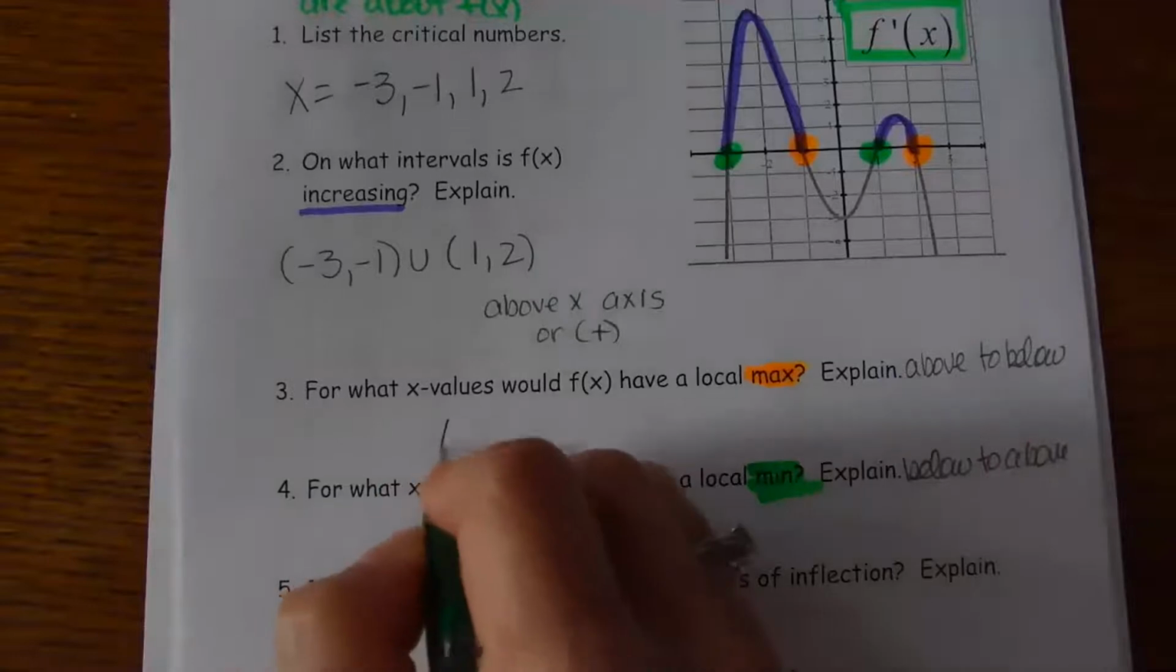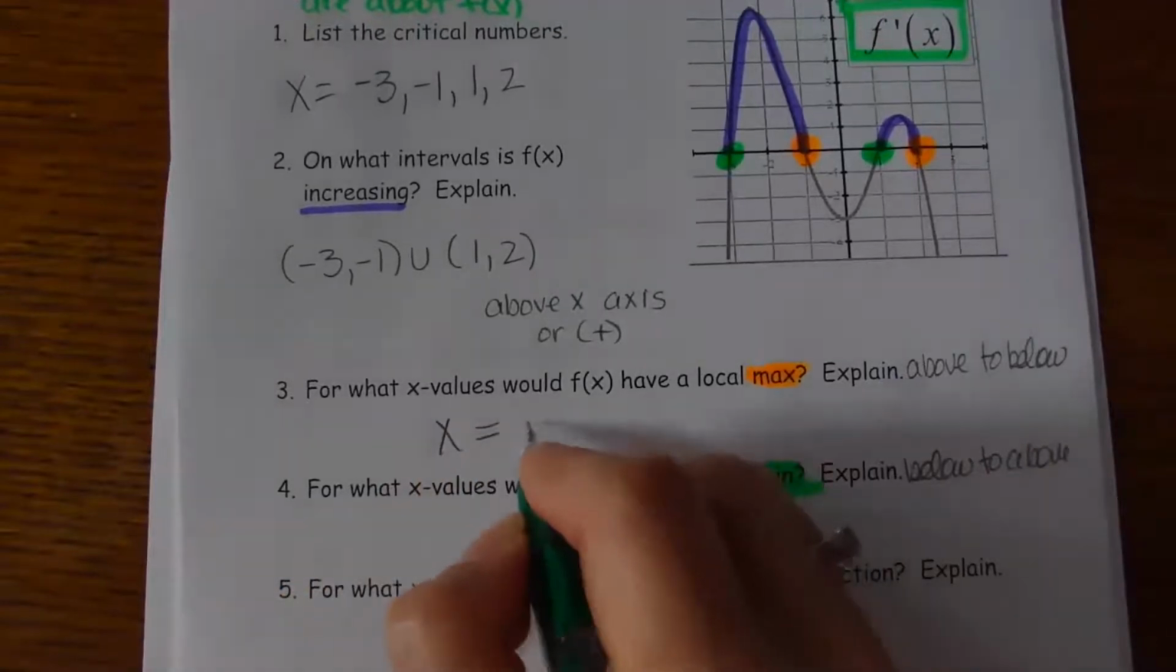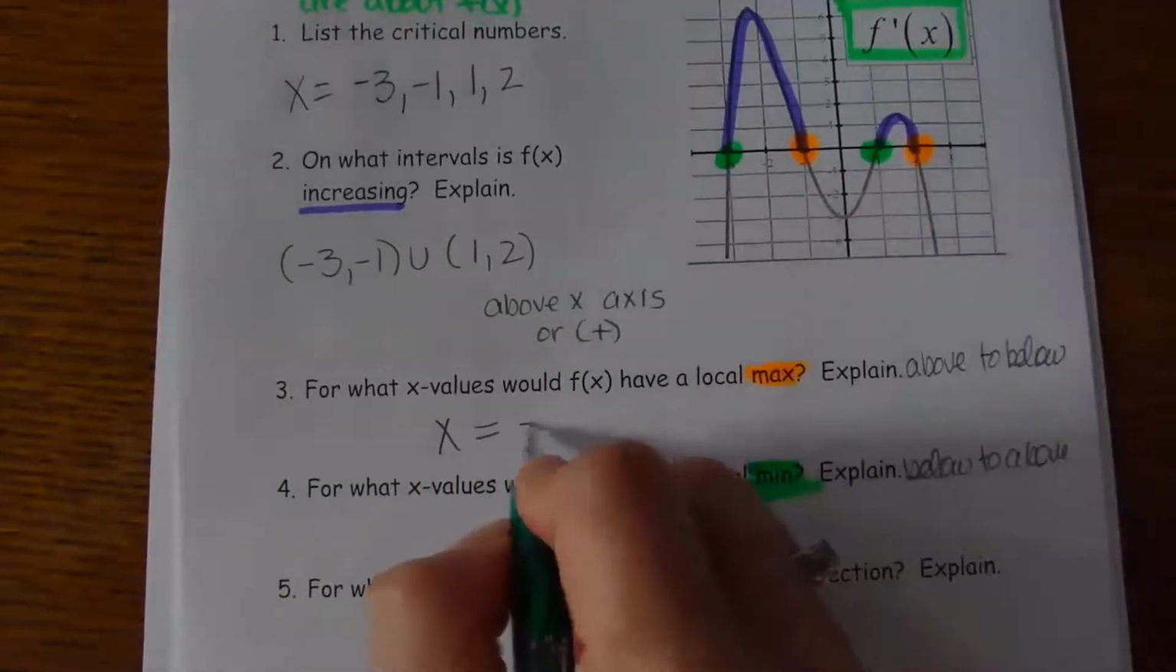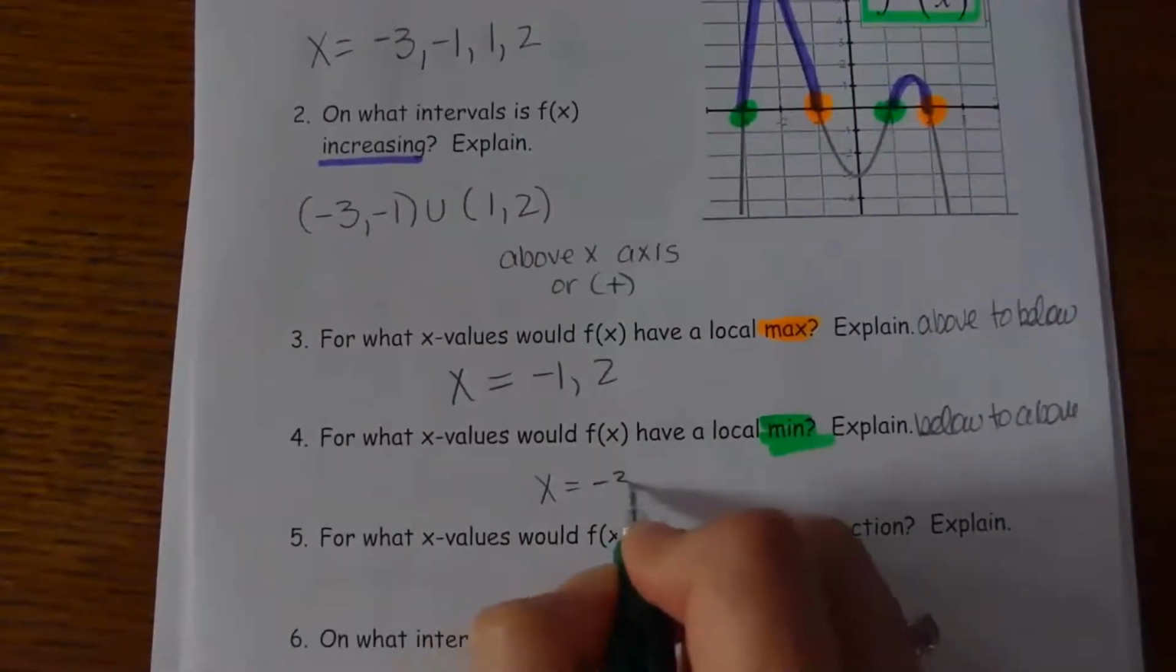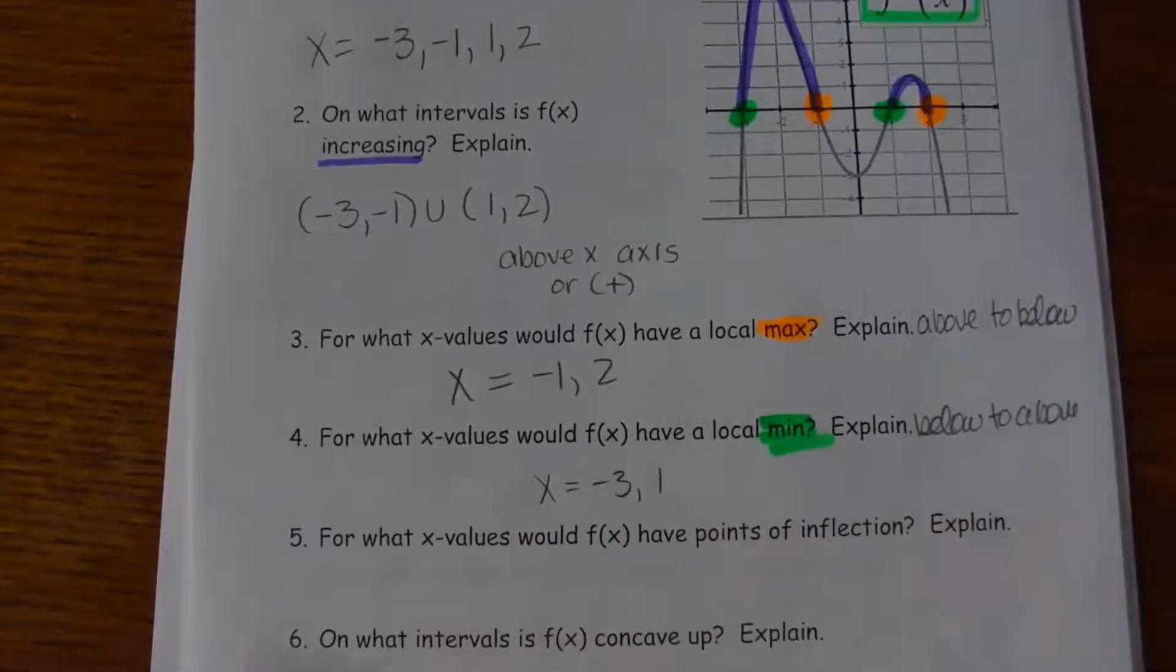So where is that? Orange ones, -1 and 2. Green ones. How do you feel about that? That's not bad, right? All I gotta do is look at it.